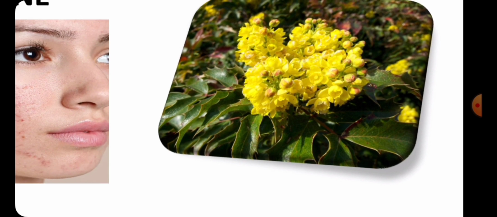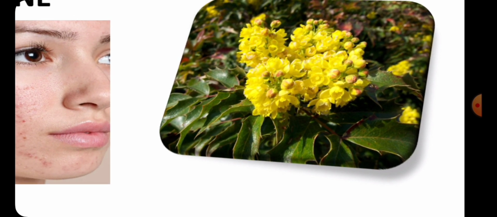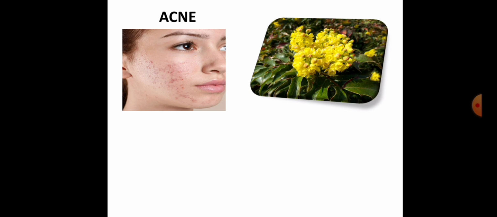In the previous slide for the kidney stones, I showed you one picture, right? For the Berberis vulgaris, the flowers are almost similar to that, right? Only the leaves, you can say there is a difference in the leaves. So this also belongs to the same family. It is also a Berberis, but this is Berberis aquifolium. This one, Berberis aquifolium, we use for acne, and Berberis vulgaris we use for renal calculi.